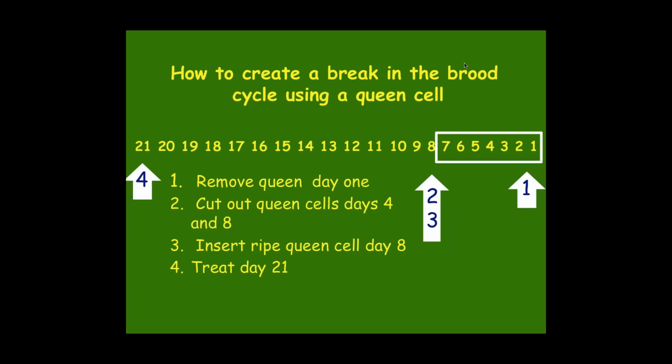So if you're using this method on day 1, you want to remove the queen, cut queen cells out on day 4 and day 8. On day 8, you would insert a ripe queen cell and then treat on day 21. If you insert that queen cell on day 8, when the queen emerges, it'll be 5 to 7 days before she mates, another 5 to 7 days before she lays eggs. So that gives you that break in the brood cycle.